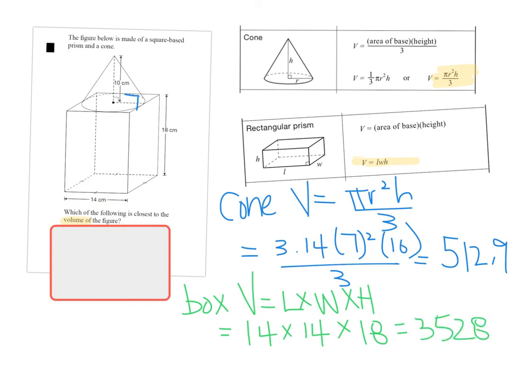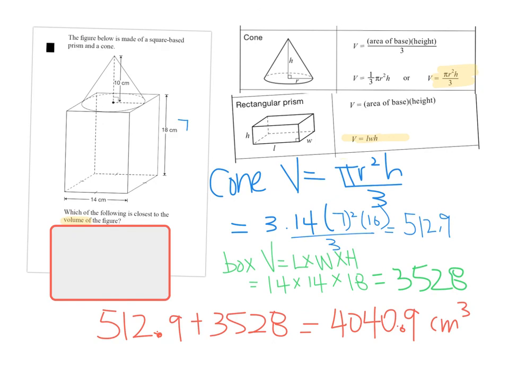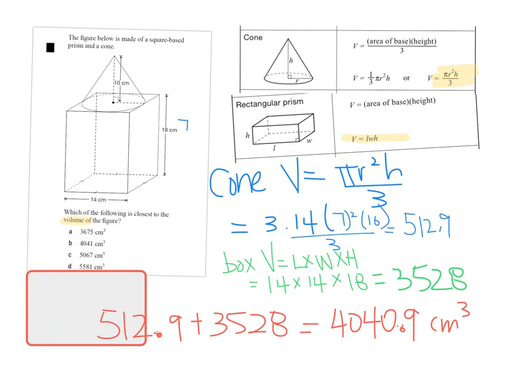Okay, so I calculated the cone at 512.9 and the box at 3,528. Now because they are combined, I need to add those two figures. Okay, so the answer I received or figured out was 4,040.9. I'm going to check my work here. And you can see that the closest number then is B, 4041 cubic centimeters.